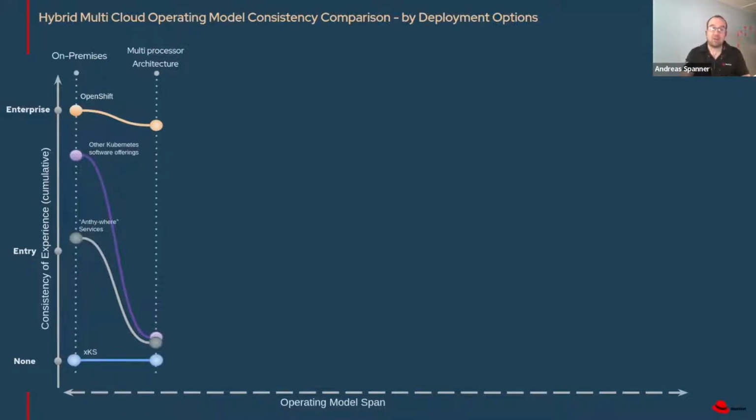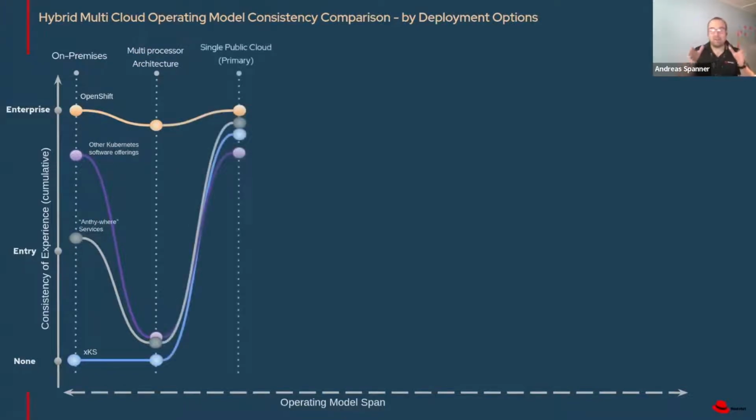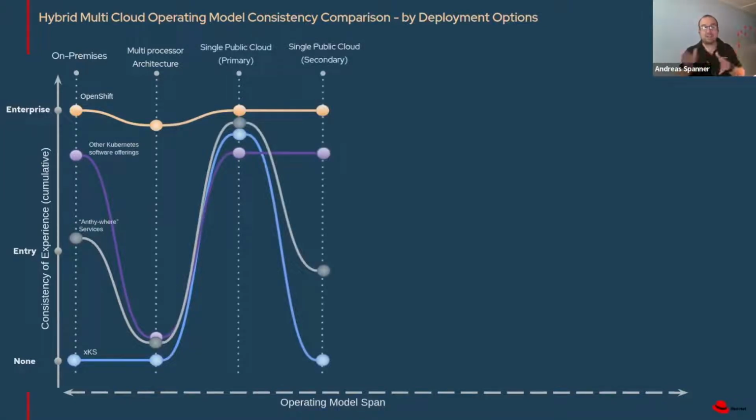So you get a higher ROI out of your already existing investments. Then you have a single public cloud, the primary cloud, and that's where the native services like GKE, AKS, EKS are really strong. The ecosystem services are strong, and really everyone is strong in that space. But it changes dramatically if you look at a secondary public cloud. Then suddenly those native services, AKS doesn't run in AWS anymore. So you now need to re-engineer your workload and reskill your workforce, and that's going to be expensive and also risky.